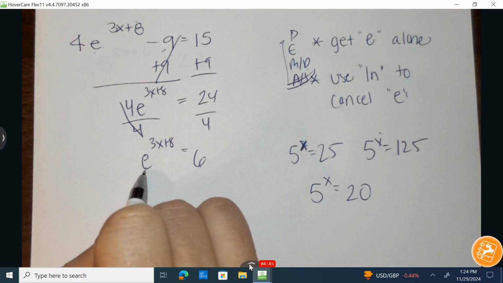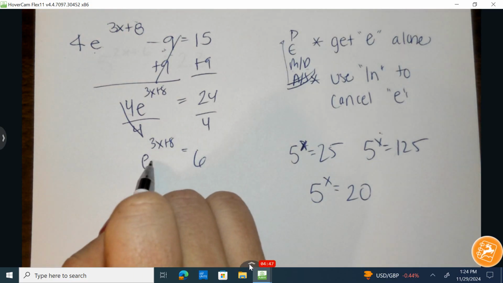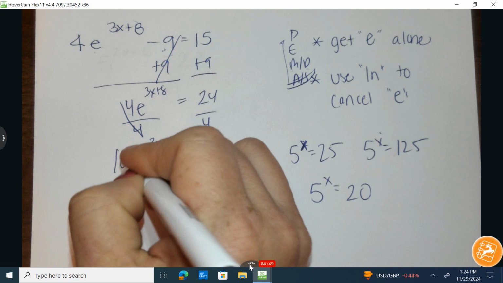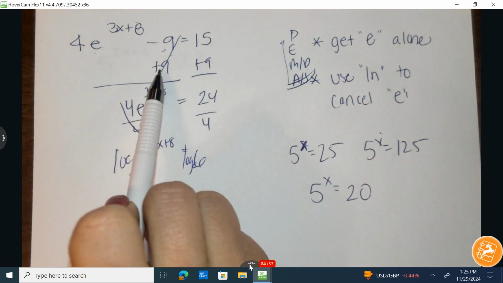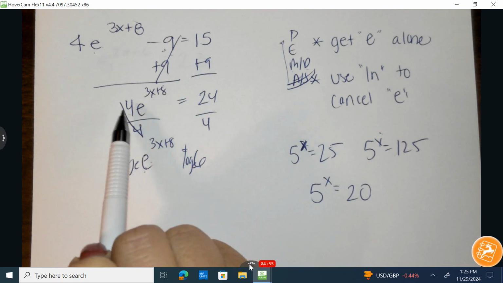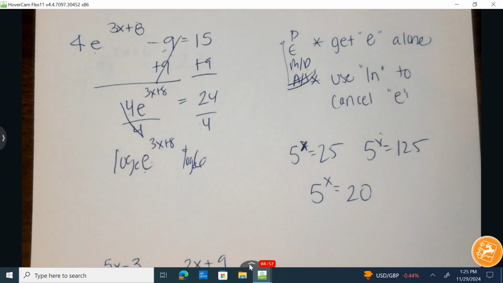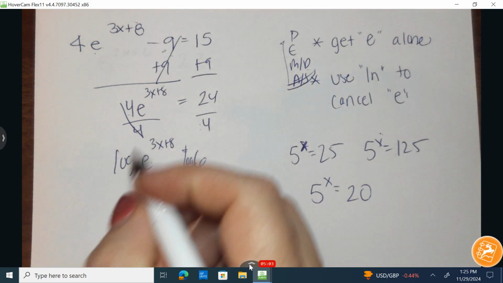We take whatever the base is, the value e, and I'm going to write log base e both to the left and to the right. Remember, whatever you do to the left, we must do to the right to keep it balanced. Now, we also could have written ln here, because remember ln, or natural log, is equivalent to log base e.